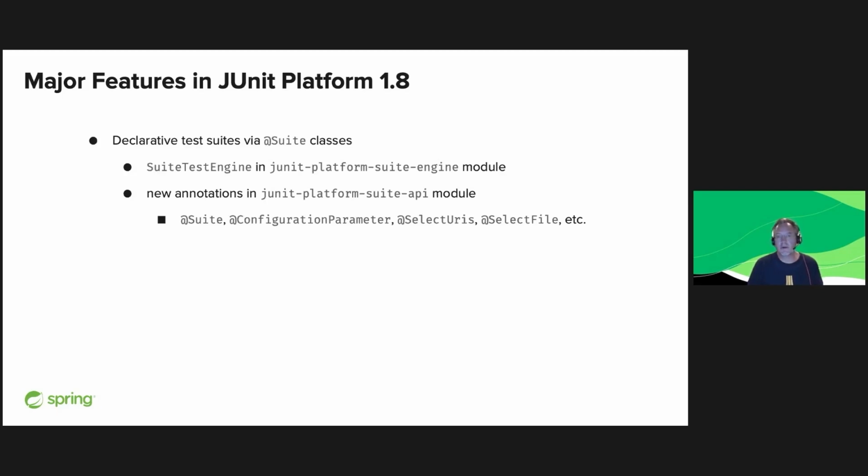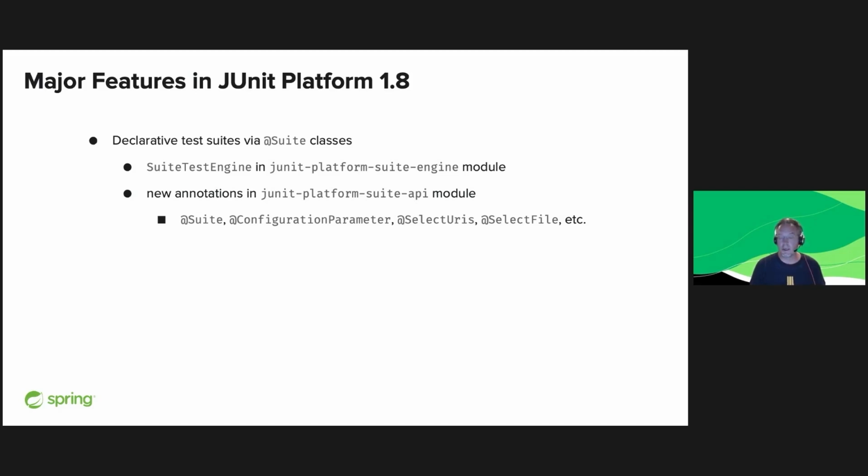And one of the biggest features that I think a lot of people are going to find useful is new support for what we call declarative test suites. So basically, you can just declare a test suite with an @Suite class, and then JUnit will then run that for you. So the way this works, there's a new module. It's called the JUnit Platform Suite Engine. And there is a suite test engine in there. It's an implementation of the test engine API. And in addition, we already had the JUnit Platform Suite API module for running suites with JUnit 4, and I'll show you that in a minute.